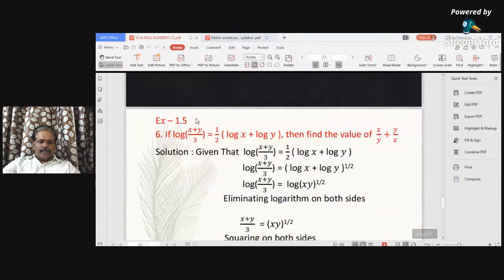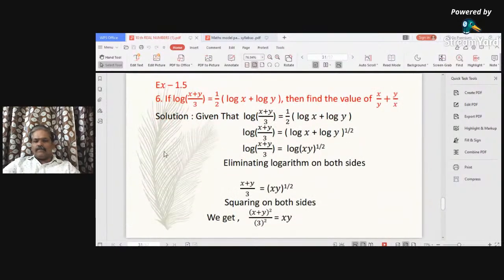So moving to the next. If log of (x plus y) by 3 is equal to 1 by 2 (log x plus log y), then find the value of x by y plus y by x. So given that log of (x plus y) by 3 is equal to 1 by 2 (log x plus log y), log of (x plus y) by 3 is equal to log of (x plus log y) whole power 1 by 2.